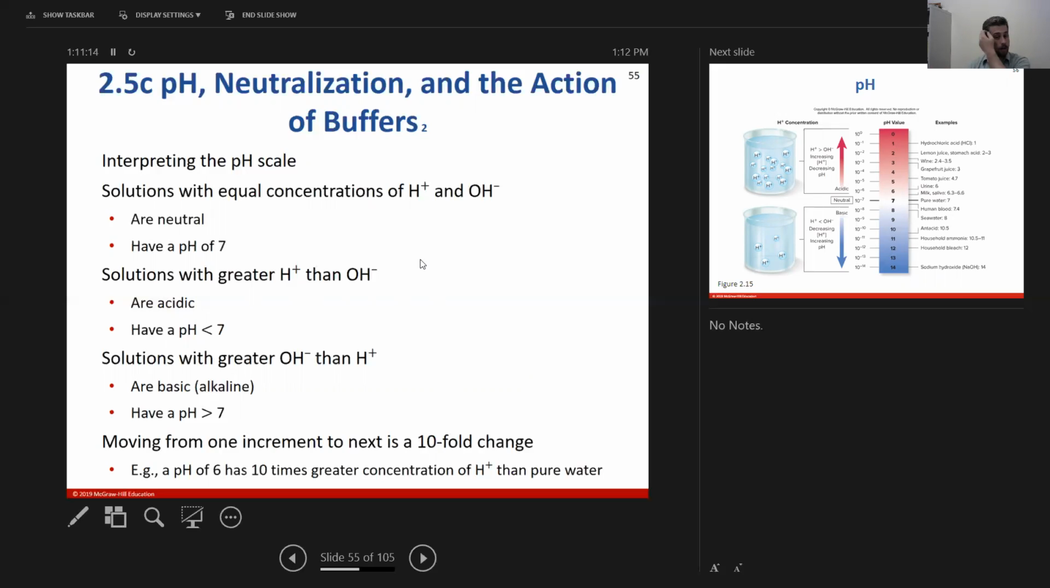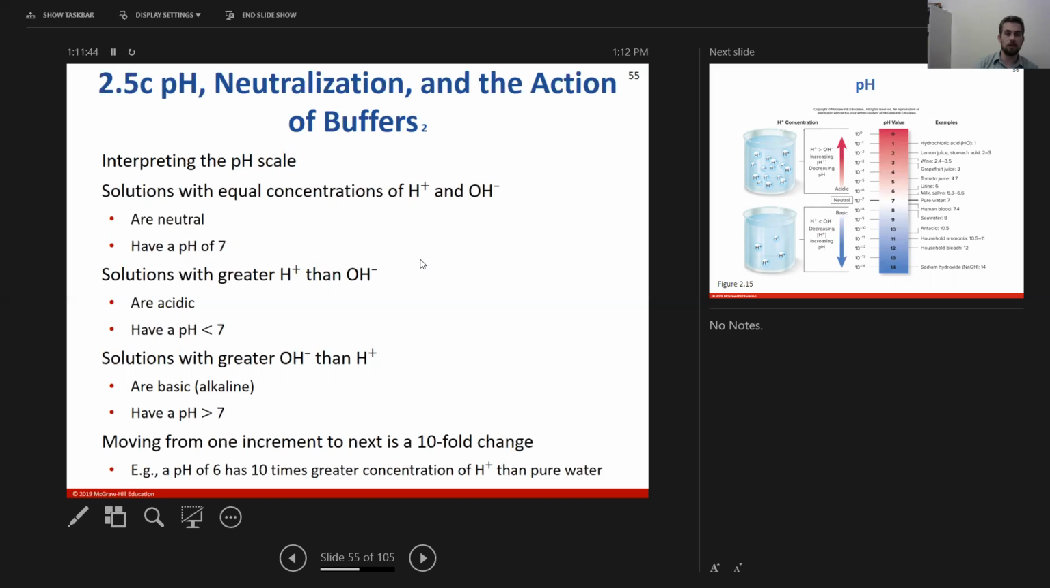Solutions that have a little bit more hydrogen ion are going to be a little bit acidic, and they're going to have a pH level of lower than 7. So as we go lower than 7 on the pH scale, we see the acidity level going up. Now this relationship is a little bit confusing, so you guys are going to need to remember this. As the pH level goes down, the acidity level goes up, okay?